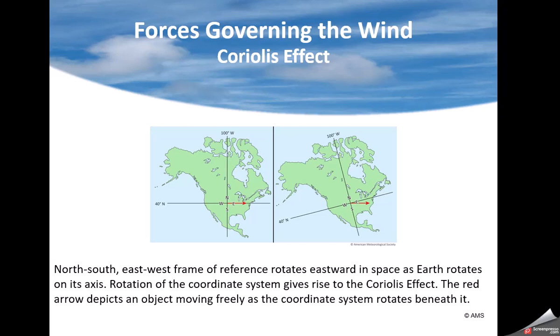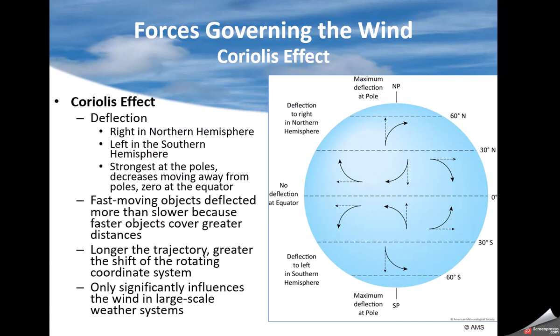This Coriolis effect moves the wind to the right in the northern hemisphere. In the southern hemisphere, it moves it to the left. But in the northern hemisphere, it moves it to the right. And here you can see that deflection is more and more the further north you get, less and less deflection at the equator.